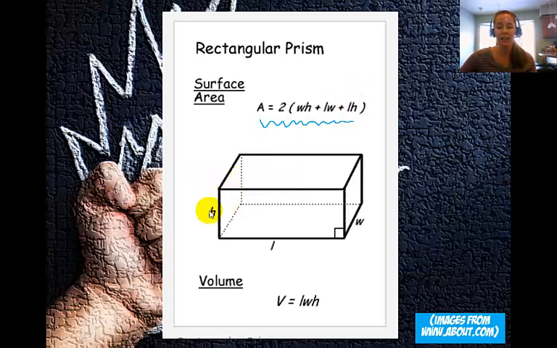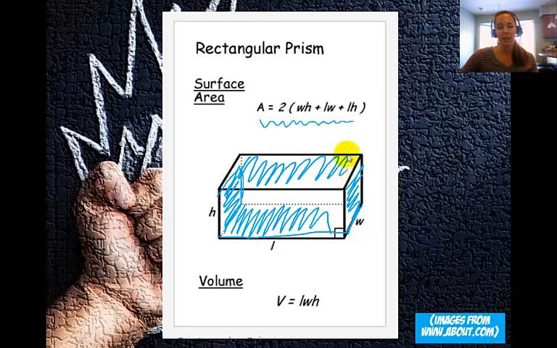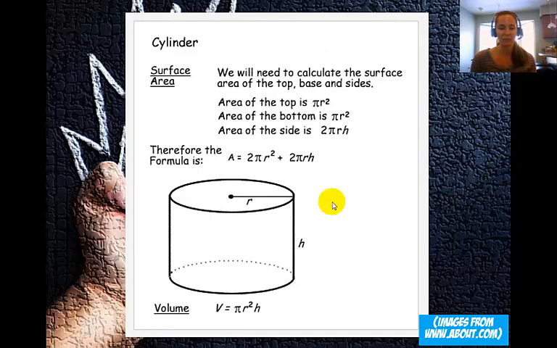Width times height is going to be right here, width times height. So those are your sides. You're going to have 2 sides. And then length times width is going to be the bottom and the top, here and here, and then length times height is going to be the front and the back. So you can see what we do is we unwrap that beautiful present and find that surface area.